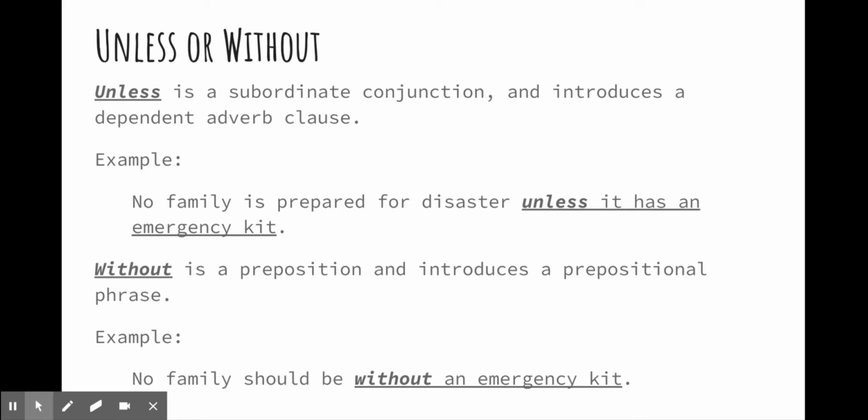Okay, without is actually a preposition and it's used to introduce a prepositional phrase. For example, no family should be without an emergency kit. Without an emergency kit is a prepositional phrase. So we need to make sure that we use these two words correctly. Most of the time when we pick one, we're going to automatically pick the correct one because the other one's not going to sound quite right. But I want you to understand why it's not right. Okay? So make sure you're looking at what follows each one of these to see if it is a clause or part of a prepositional phrase.